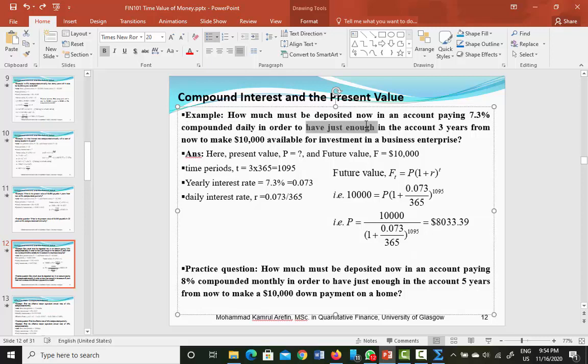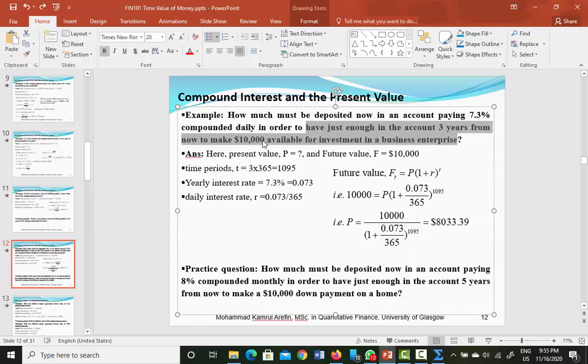In order to have just enough in the account 3 years from now to make $10,000 available for investment in a business enterprise. So that means you have a plan to start a business or invest some money in a business. So how much money will you need to invest? $10,000. So you want to invest $10,000 in a business after 3 years. So after 3 years you need $10,000. To get this $10,000 after 3 years, how much should you deposit now?